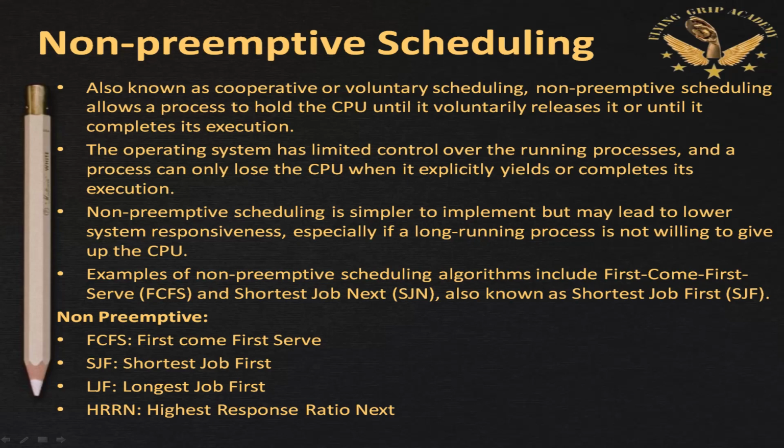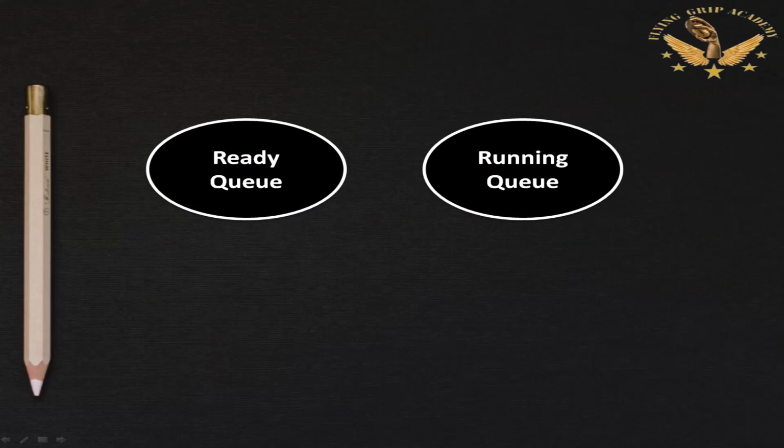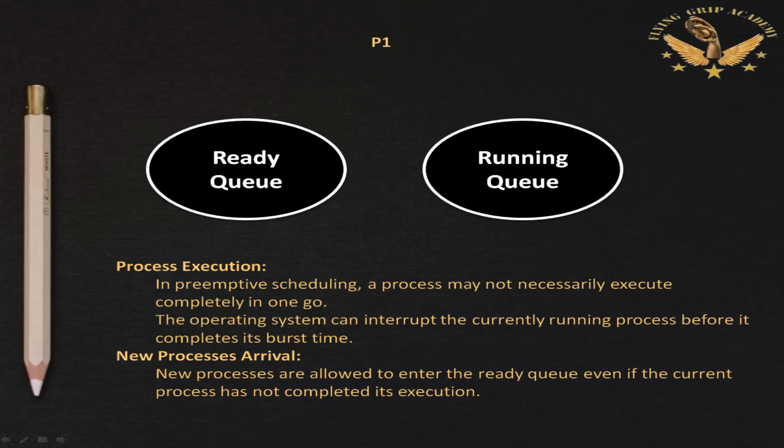Examples of non-preemptive scheduling algorithms include first come first serve, shortest job first, longest job first, and highest response ratio next. Let us consider this scenario. The ready queue is a queue in which all the processes stay in a line in order to execute on the CPU. Whenever a process goes from the ready queue to the running queue, process execution and new process arrival are the two steps that occur.